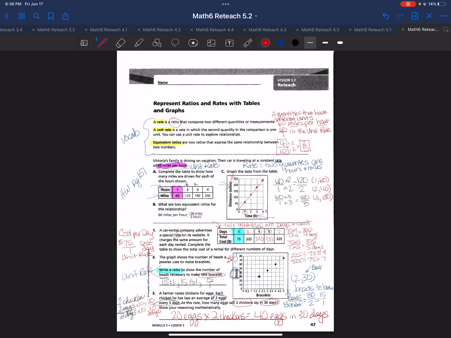That is our lesson for Module 5, Lesson 2, Grade 6.